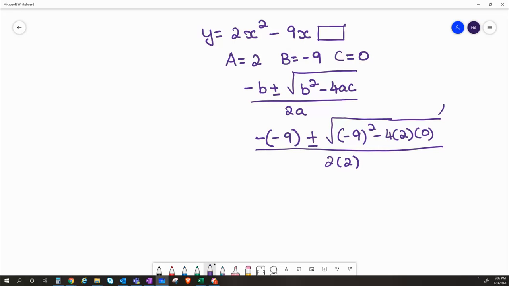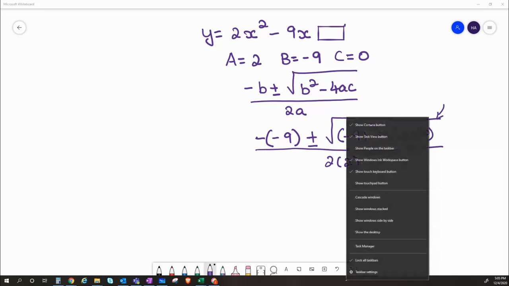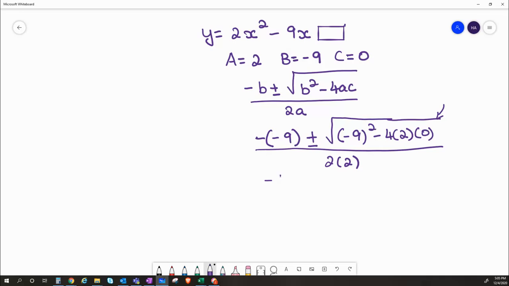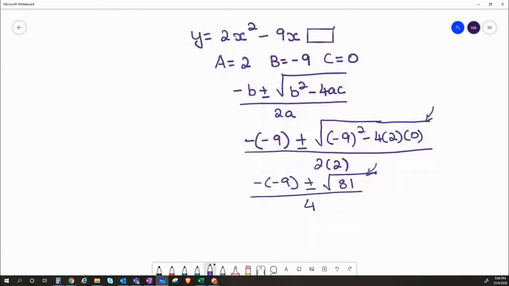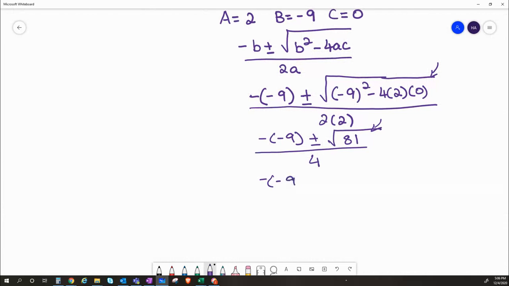So the first course of action should be simplifying the square root. What's inside the square root? Negative 9 squared minus 4 times 2 times 0. Your answer is going to be negative 9 plus or minus the square root of 81, over 4. Now it should be fairly easy because you just have to put this into your calculator, or you could just do mind calc, where you simplify the 81, and your answer is going to be negative 9 plus or minus 9 over 4.